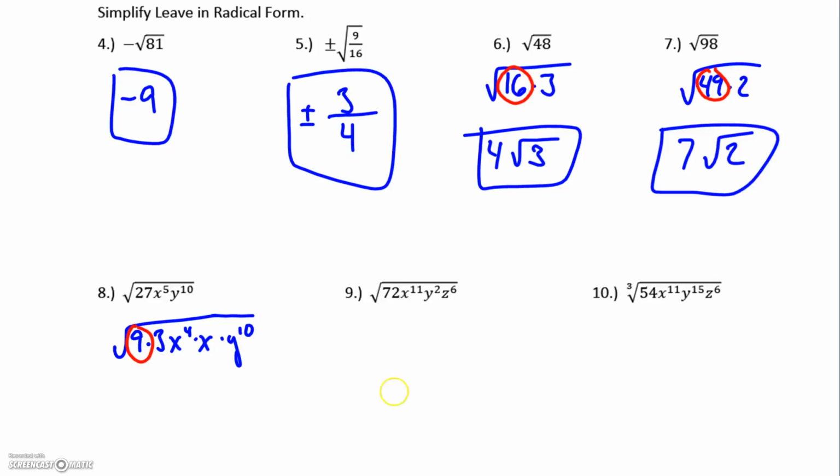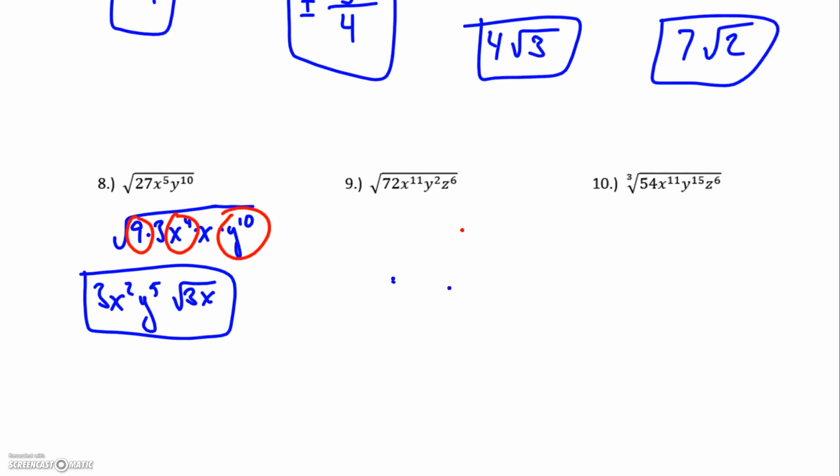The square root of 9 gives me a 3. The square root of x to the 4th gives me an x squared. The square root of y to the 10th gives me a y to the 5th. Again, I'm just dividing each of the exponents. And then under my square root, I still have a 3 and an x that are trapped underneath here.